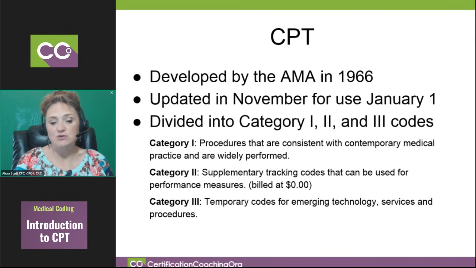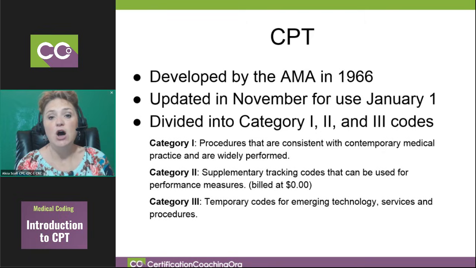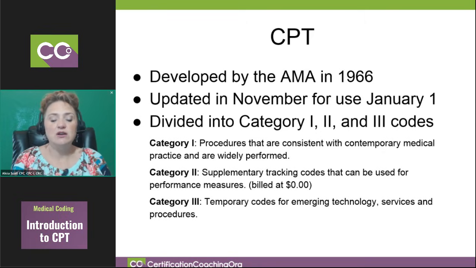Category 2 codes are supplemental codes. These codes are used for tracking performances, and again, all of these codes are statistical, but with category 2, that is their purpose. They're statistical only. And just a little note, you may put these on the billing ticket, but you don't charge for these. These are statistical codes instead.